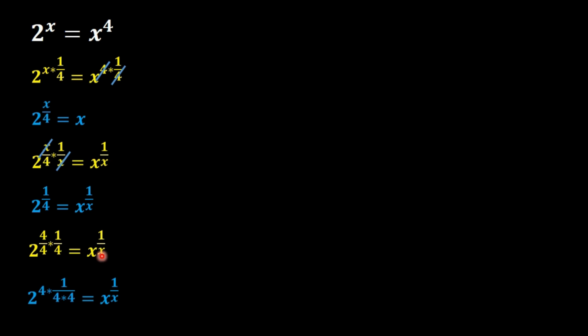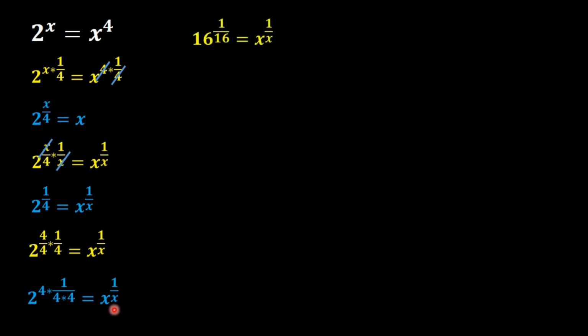Now this 4 will apply on this 2 value, and this 4 will multiply with this power value. As a result, we should get 2 to power 4 into 1 over 4 into 4 is equal to x to power 1 over x, which will remain the same.